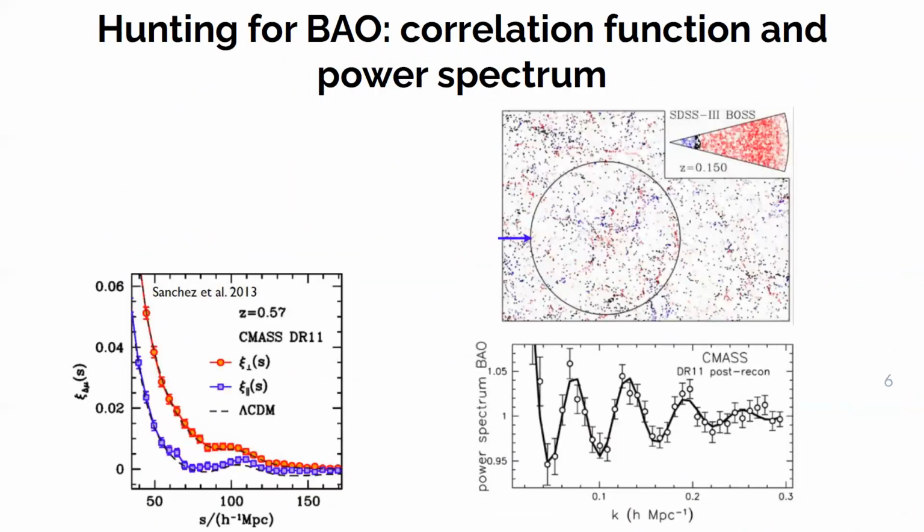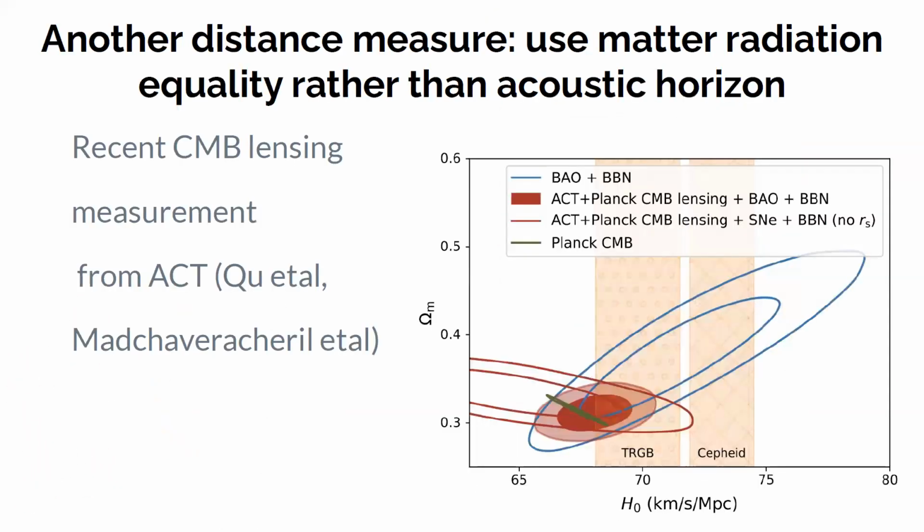Let's skip this. And how do we observe this? We observe this by looking at the correlations in the galaxies, for example, and we can look at the correlation function or the power spectrum. In the power spectrum, we see these characteristic oscillations. In the correlation function, we see the bump at, as I said, roughly 147 megaparsecs, which in h inverse megaparsec units becomes roughly 100. Okay, so that's the idea.